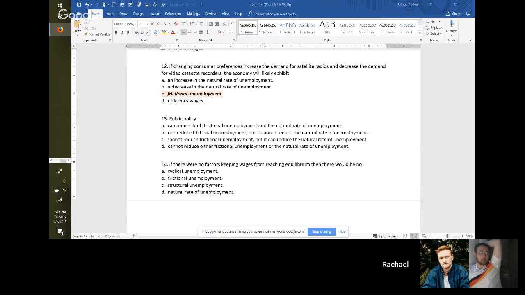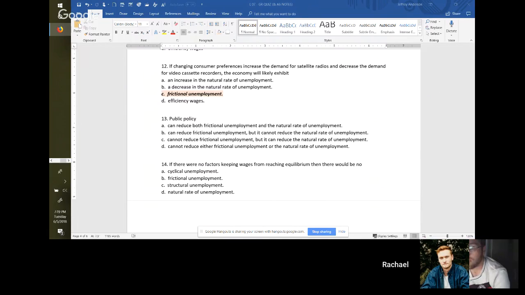Efficiency wages. It doesn't say much. Firms voluntarily pay above equilibrium wages to boost worker productivity. I don't know. That's even more confusing. Yeah, I don't know what the deal is there. Okay. Well, let's just move on then.